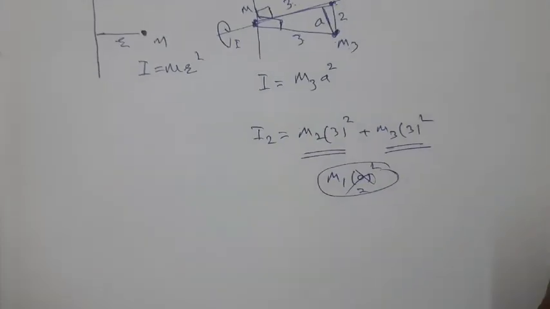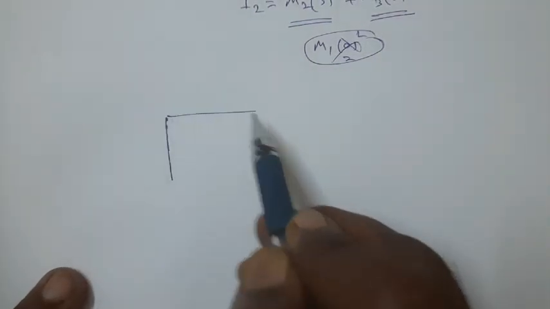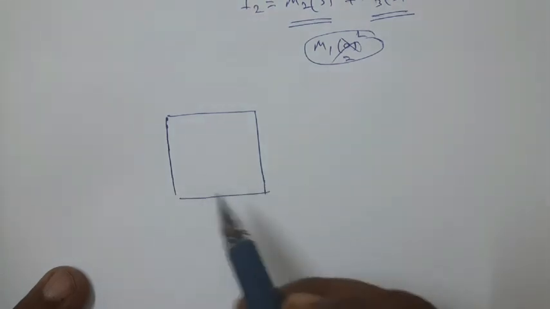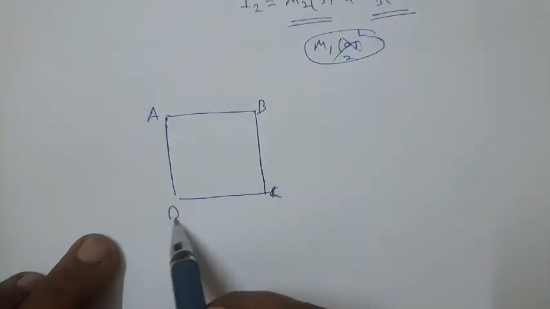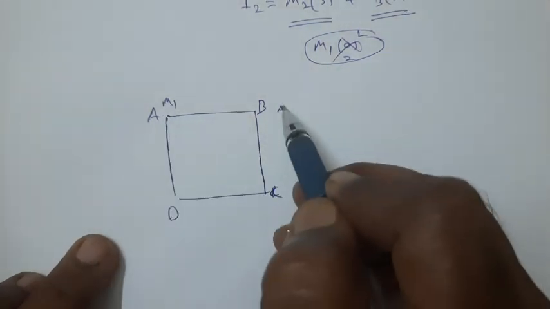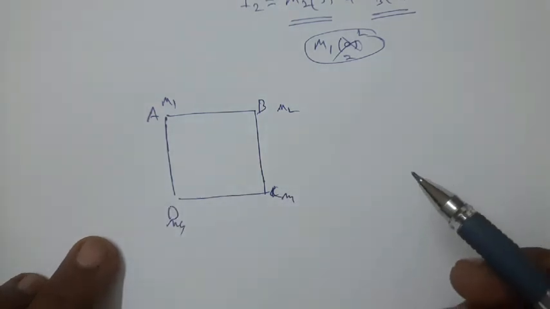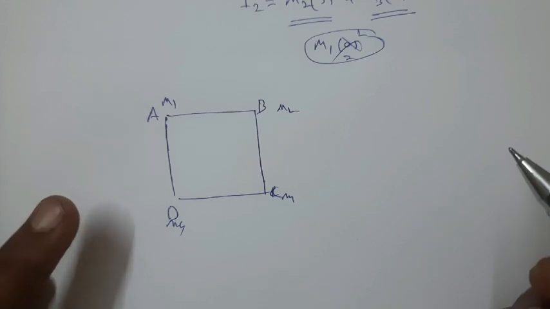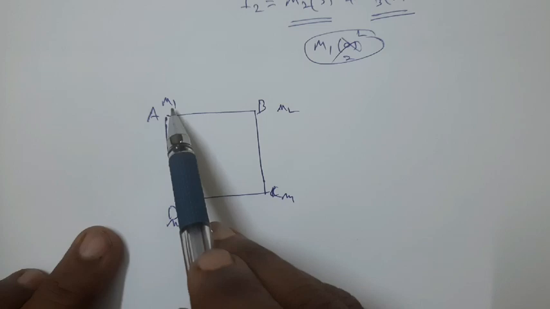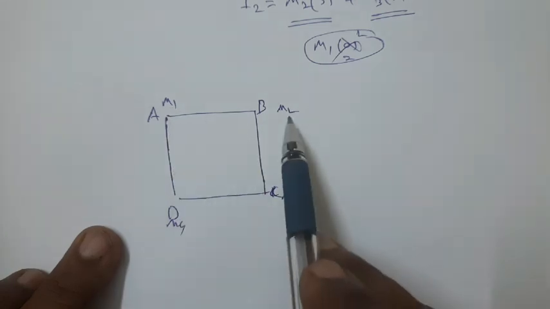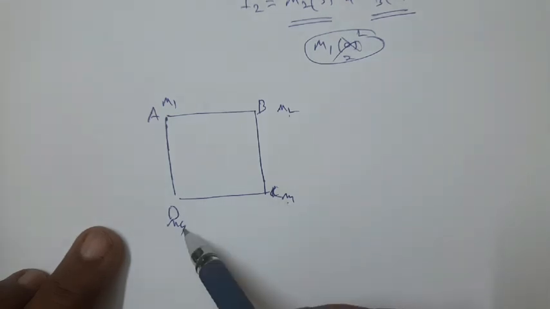Now, most of the time the problem will be asked something like this. Suppose 4 particles are there, they form a rectangle or square. The positions are A, B, C and D. Now, masses m1, m2, m3 and m4 are situated at the 4 corners of a square. Then find the moment of inertia about the axis AB. Then we will have to remember that there is no need to calculate the moment of inertia because of m1 and m2, as m1 and m2 lie on the axis of rotation. We just have to consider m3 and m4.